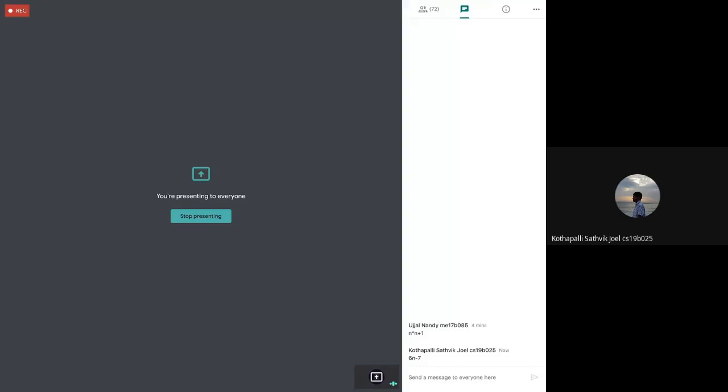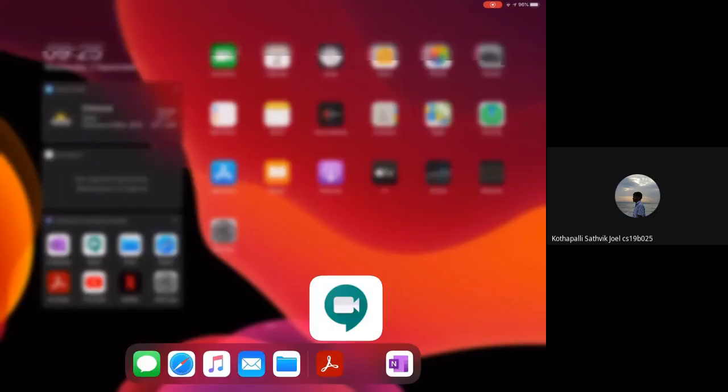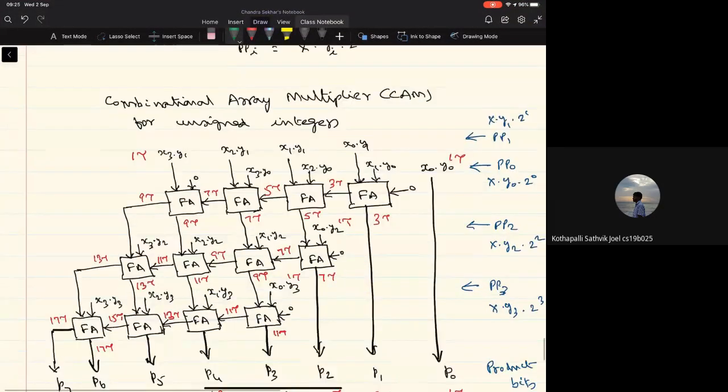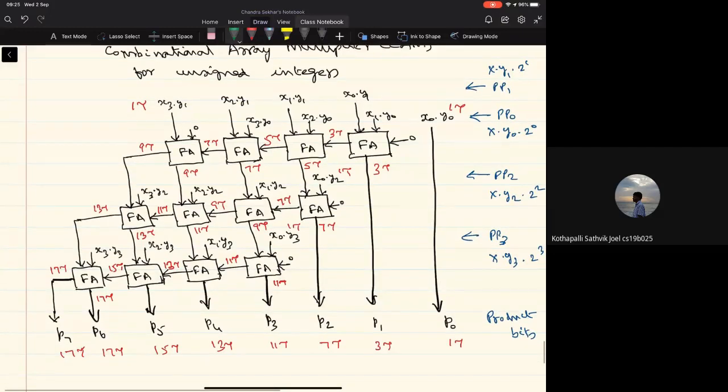So 2n plus 1 plus 4 into n minus 2. Very good, that is the correct analysis. I hope people understood that. But anyway, let me just mark it here. Basically, we see that there are n minus 1 levels of full adders, and in every level there are 4 full adders. That's the main key thing.